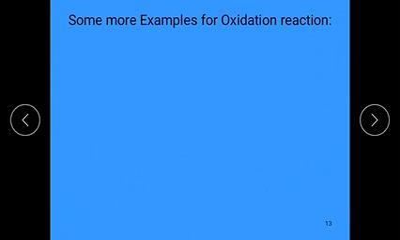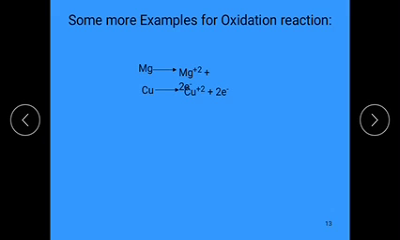Okay, some more examples of oxidation reactions: when magnesium loses two electrons, it converts into magnesium plus 2. When copper loses two electrons, it converts into copper plus 2. Okay, one more example is there. Sodium. When sodium loses one electron, it converts into Na plus 1.